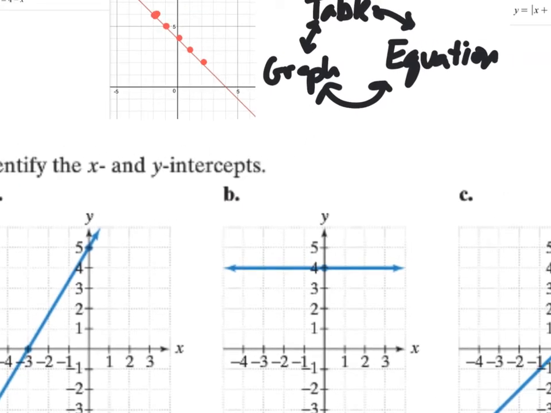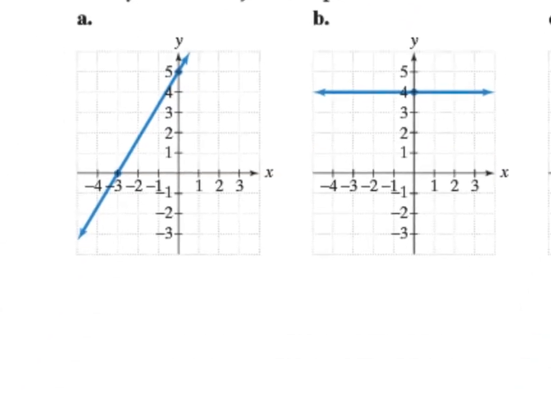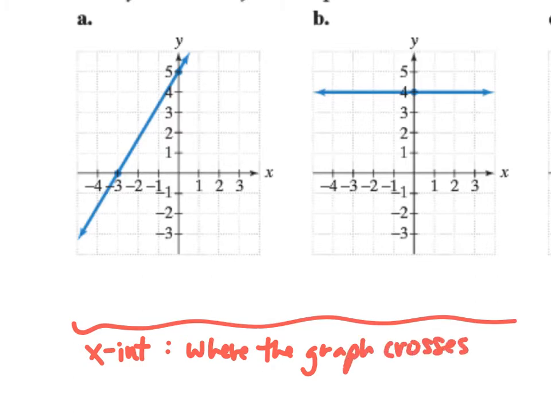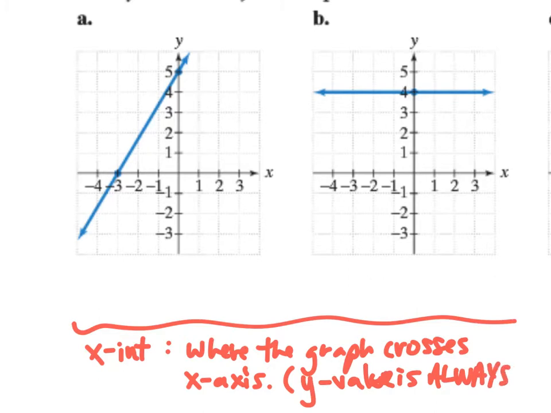All right, last thing we would need to talk about is identify the x and y intercepts. Now let's talk about something here real quick. The x-intercept is where the graph crosses the x-axis. Okay, and what I know is that any point along an x-axis has a y value of 0. So the y value is always 0.